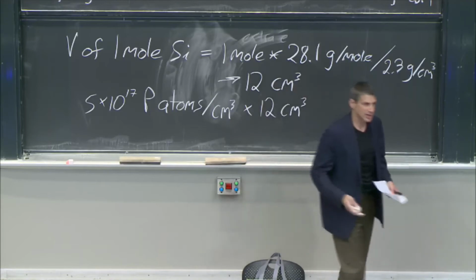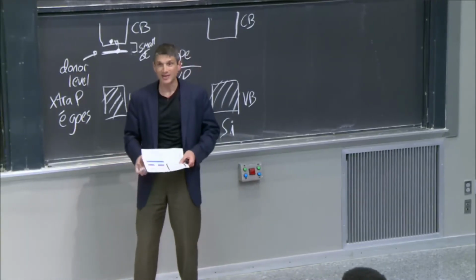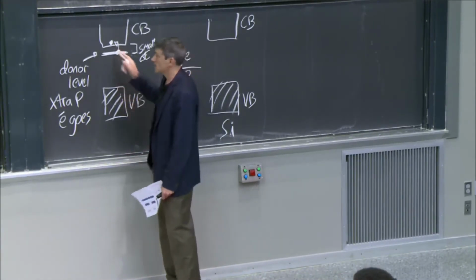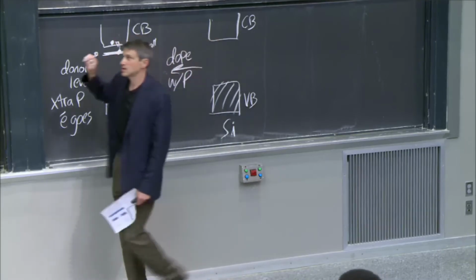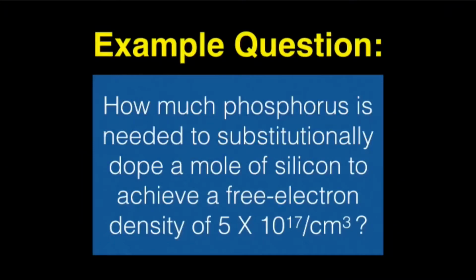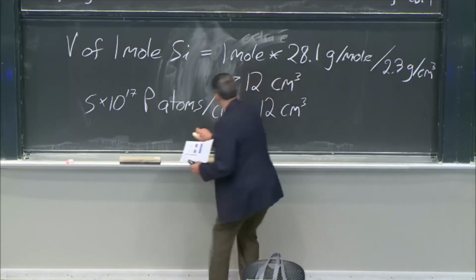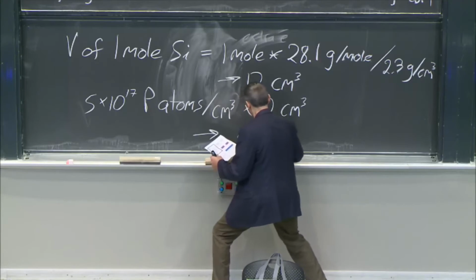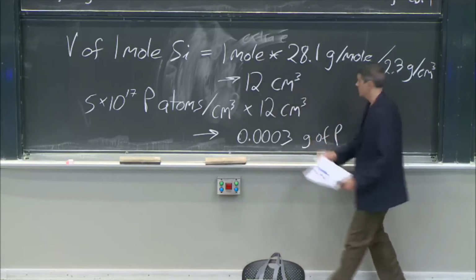That's how many P atoms I need in this mole of silicon. It's 1 to 1 because each P atom had 1 extra electron. Those other electrons are in the bonds. They're not going into the conduction band. 1 electron went to this donor state, into the conduction band per phosphorus atom. So if I want that many free electrons, I need that many atoms. You can look up the phosphorus grams per mole, and you'll get that this is 0.0003 grams of phosphorus.